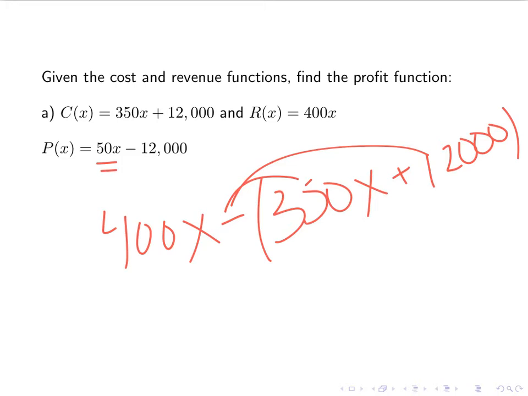So the profit function is also going to be a line, and the y-intercept is always the negative of the y-intercept of the cost function, because you're always subtracting that part.